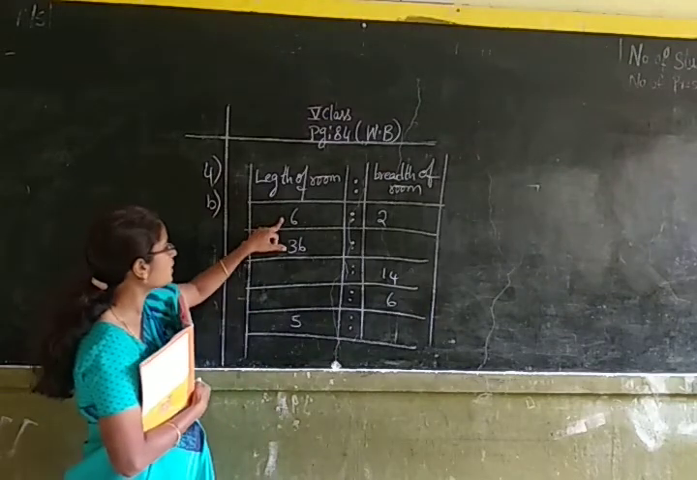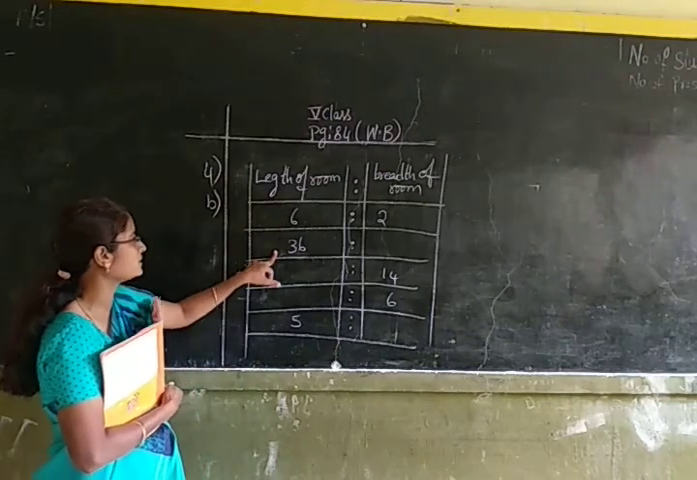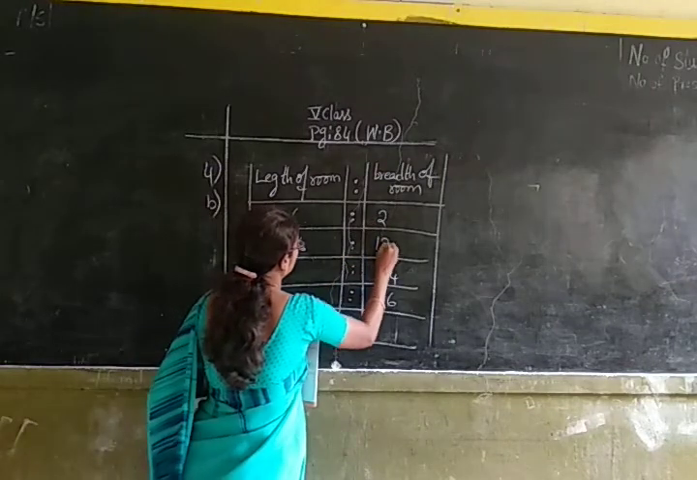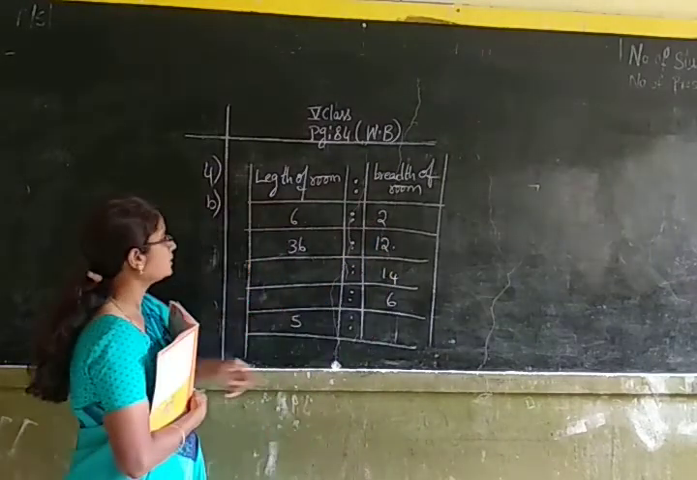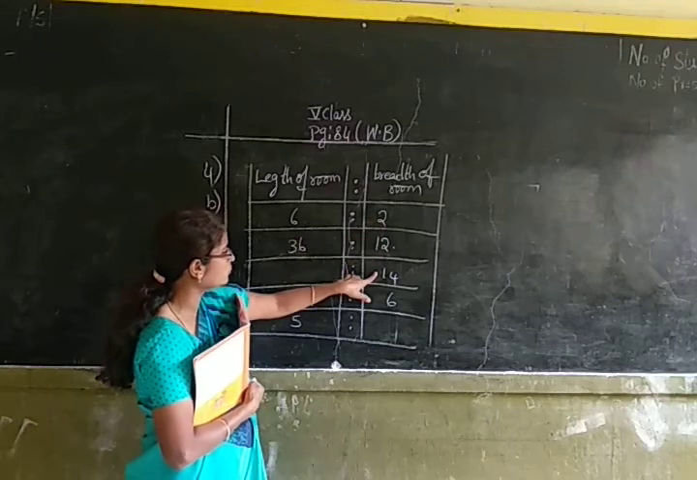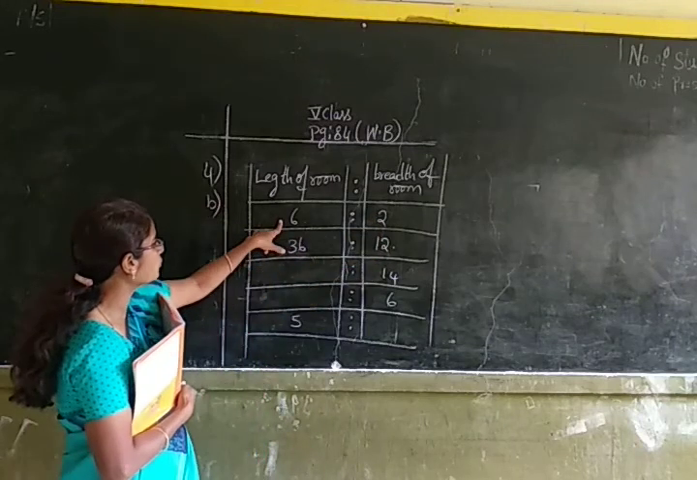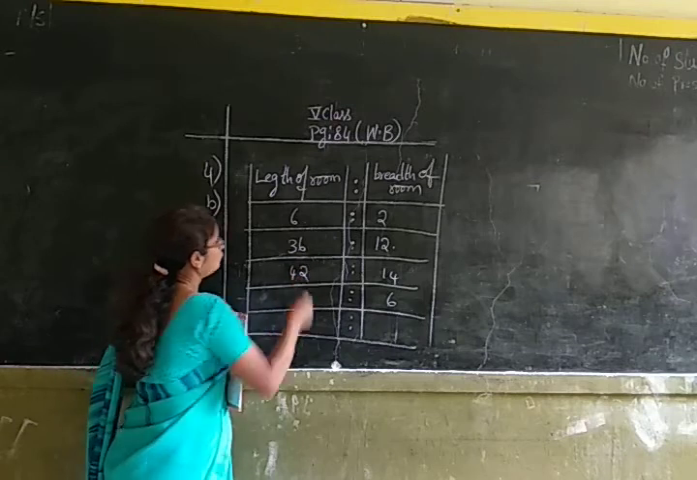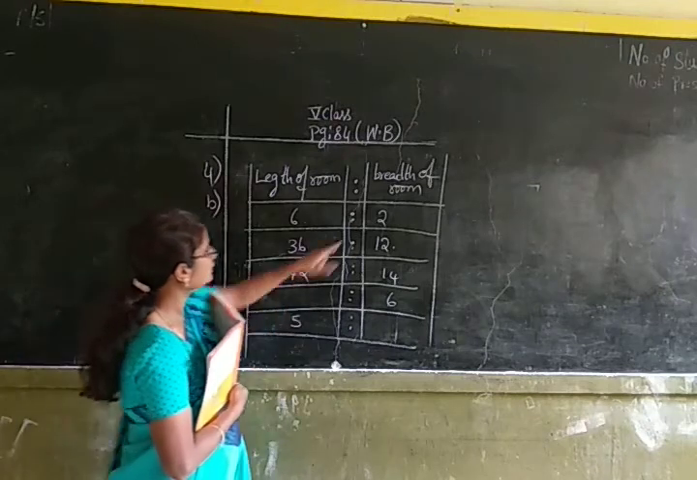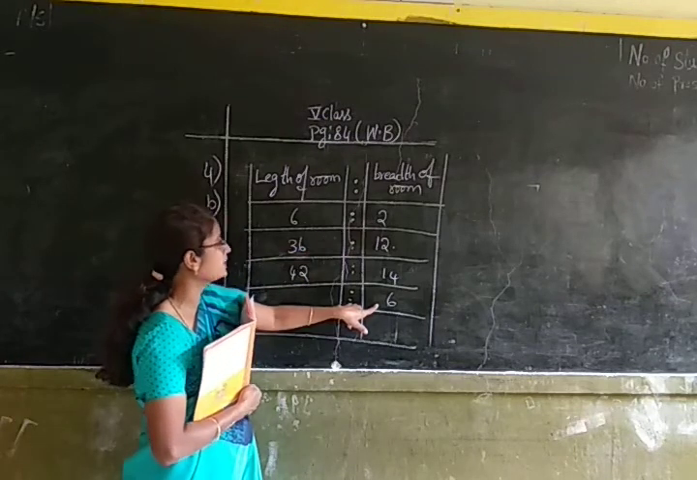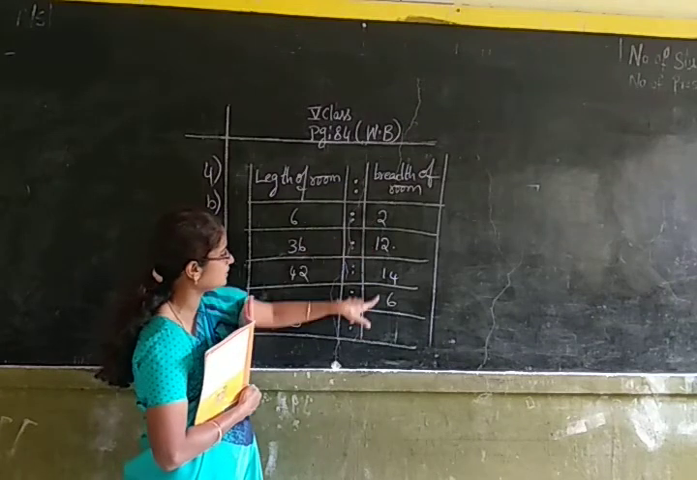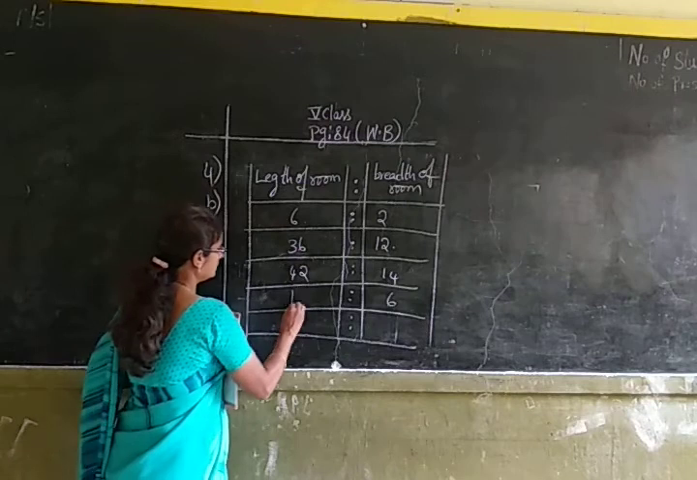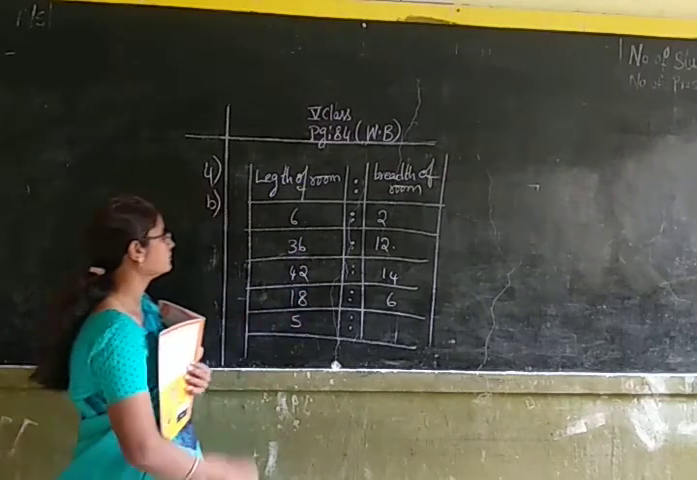Okay children, when you multiply 6 with 6 you will get 36. So you have to multiply 2 with 6. 2 6s are 12. Similarly, if you multiply 2 with 7 you will get 14. So here you have to multiply 6 with 7. 6 7s are 42. Again, if you multiply 2 with 3 you will get 6. So you have to multiply 6 with 3. 6 3s are 18.